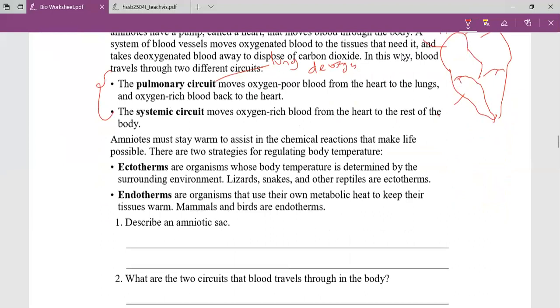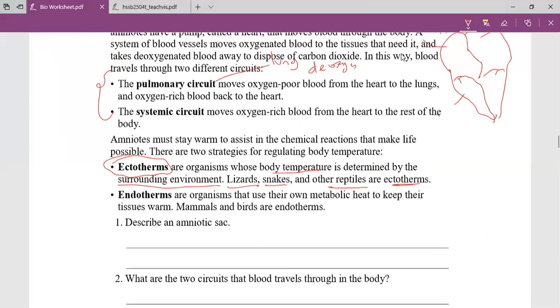Amniotes must stay warm to assist in the chemical reactions that make life possible. Now we have a way to stay warm. We have ectotherms. Ectotherms are organisms in which the body temperature is determined by the surrounding environment. The surrounding environment controls the temperature. Examples are lizards, snakes, and all the reptiles. So this is something you should know. Ectotherms have body temperature controlled by the environment they are in.